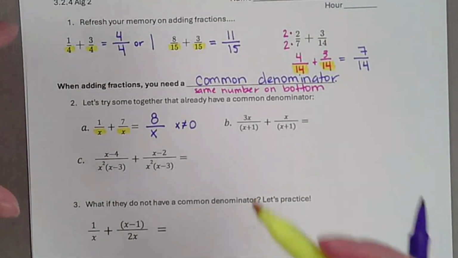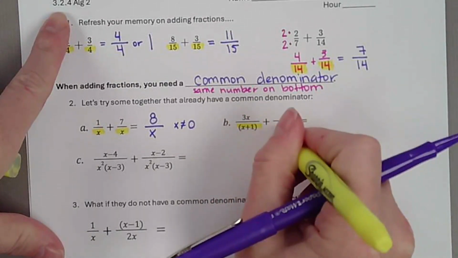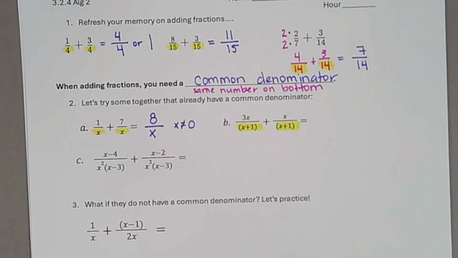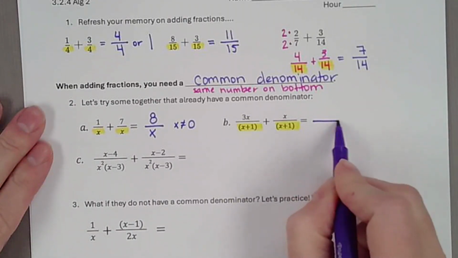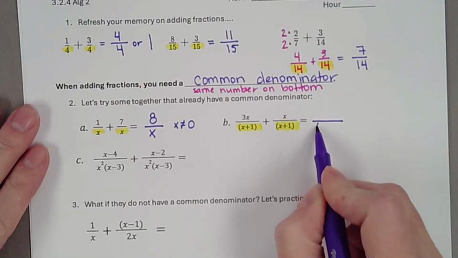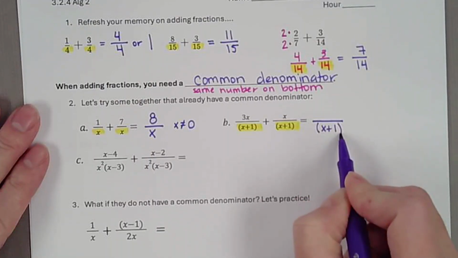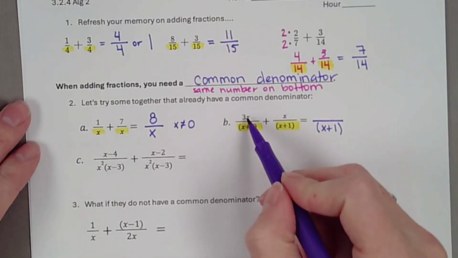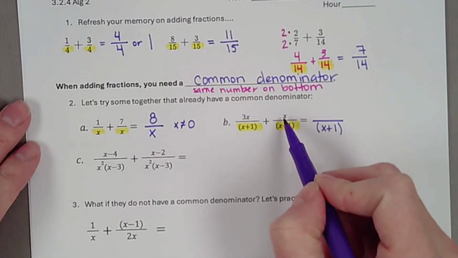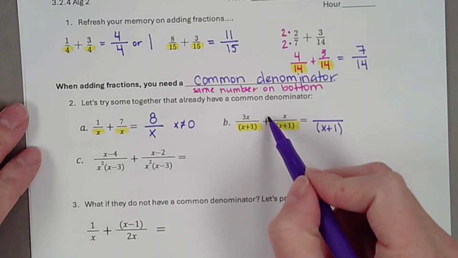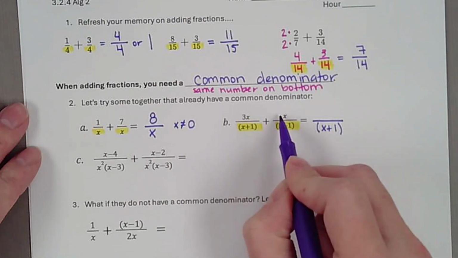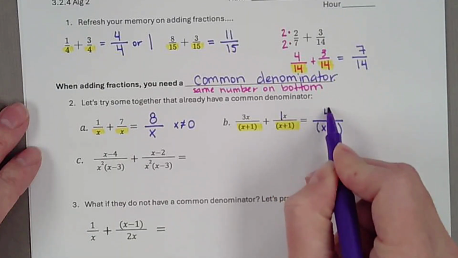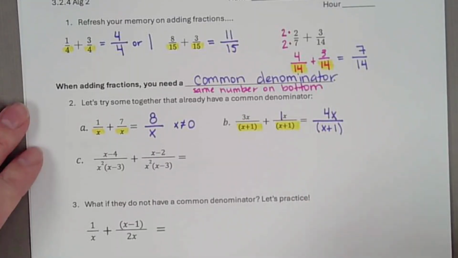Next one, I have an x plus 1 on the bottom and another x plus 1 on the bottom. So both of the denominators are the same, which means I can go ahead and start adding them together. Since I have an x plus 1 on the bottom, when I add them, my denominator is still going to be an x plus 1. But now I have a 3x plus another x. I'm not doing multiply, right? That was the last unit. I'm doing plus. So if I had a 3x and I added, this is like a 1x to it, now I have a total of 4 x's.